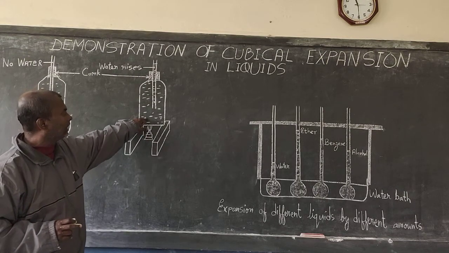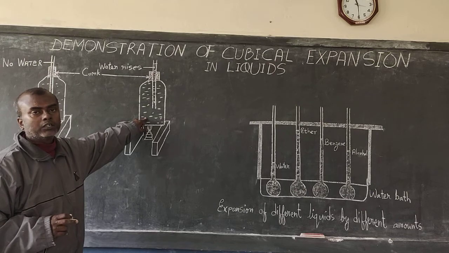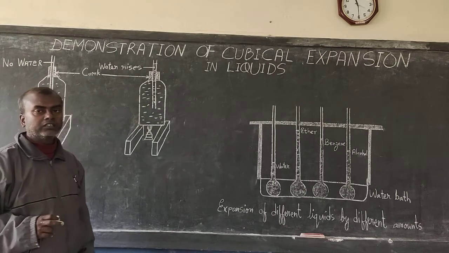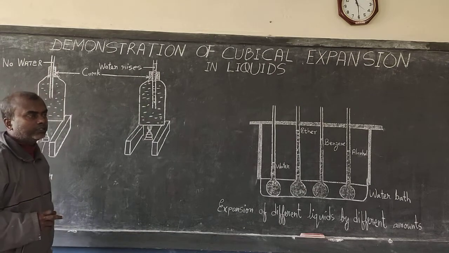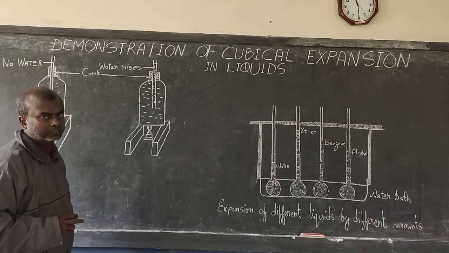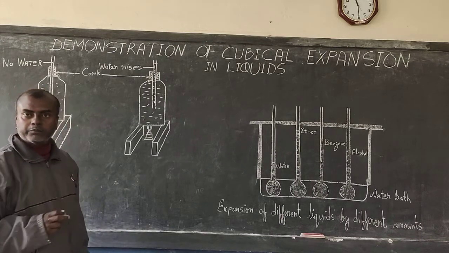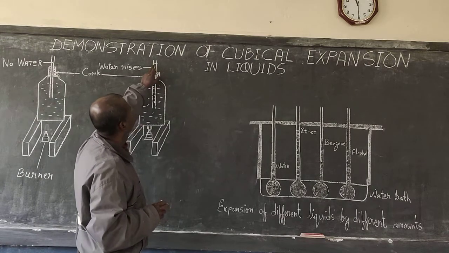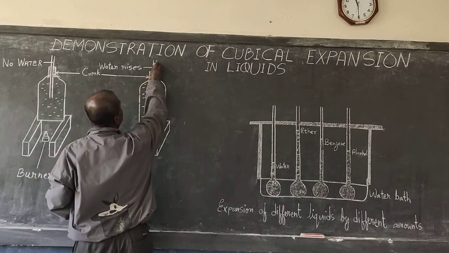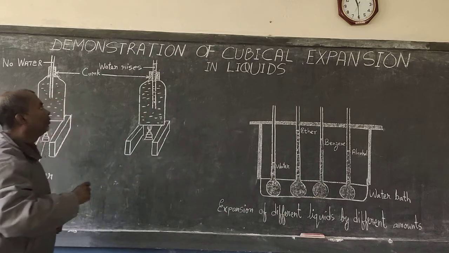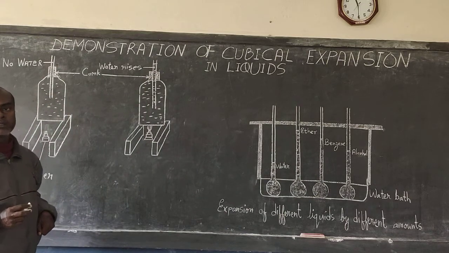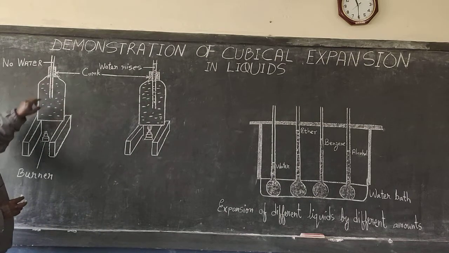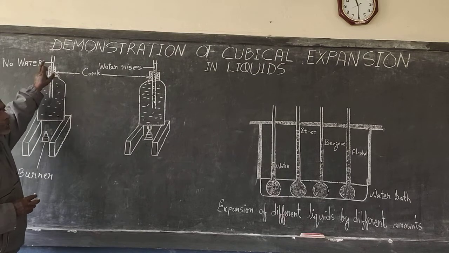So this burner will start to heat up the colored water inside this container. And after it is heated for say 10 minutes, you will see that some water has risen up through this pipe. As you can see here, I have given the diagram. Actually, no water was in this pipe when there was no fire.